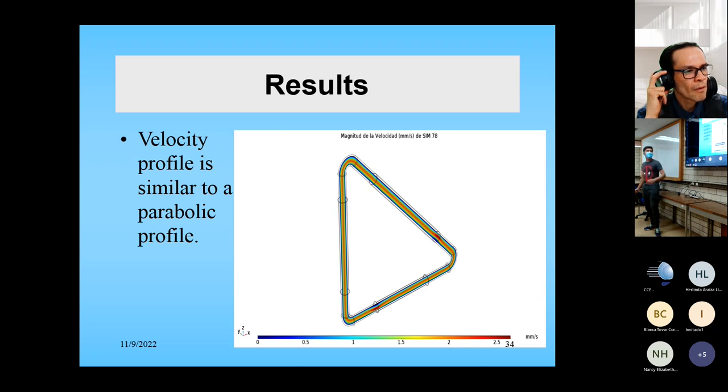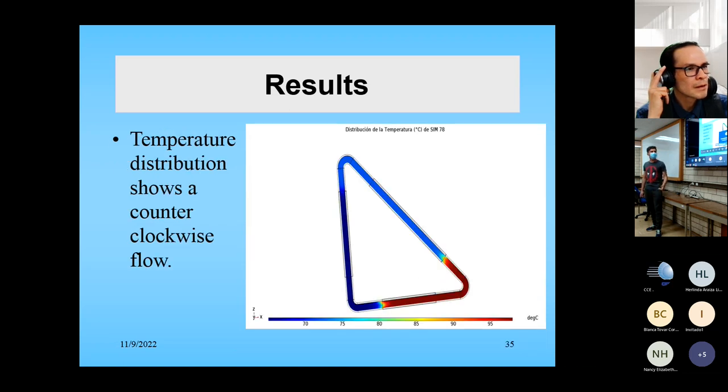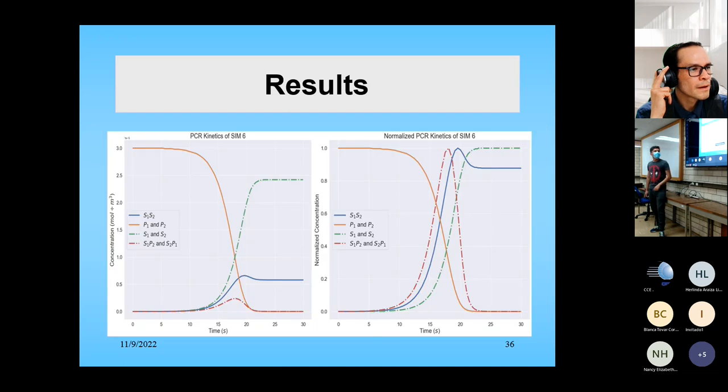In the results, we obtain a velocity profile similar to a parabolic profile. This is because of the no-slip boundary condition, and the flow cannot be normal to the walls. The temperature distribution shows us the direction of the fluid, which is counterclockwise.